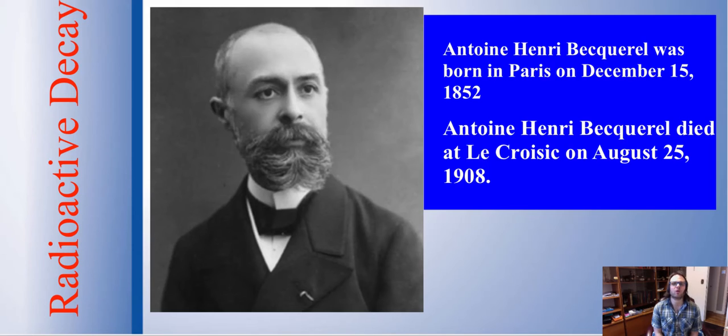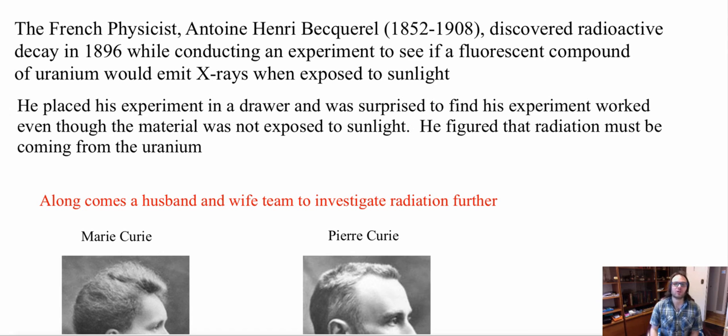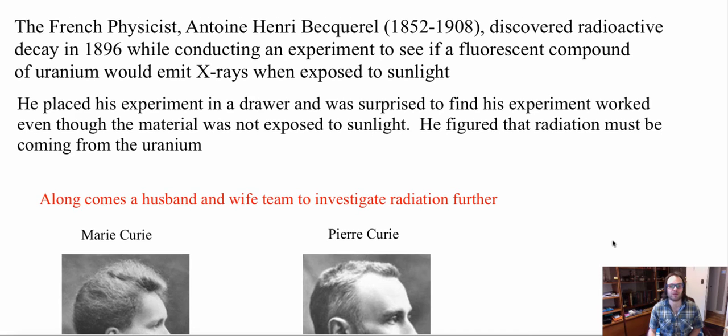In this video, we're going to go over radioactive decay, which was discovered by Antoine Henri Becquerel, a French physicist, in 1896. So how did he discover it? Well, first of all, he was looking at fluorescent compounds of uranium and how they would emit X-rays when exposed to sunlight. But he placed his experiment in a drawer and was surprised to find that his experiment worked even though the material was not exposed to sunlight. From this, he figured that radiation must be coming from uranium.